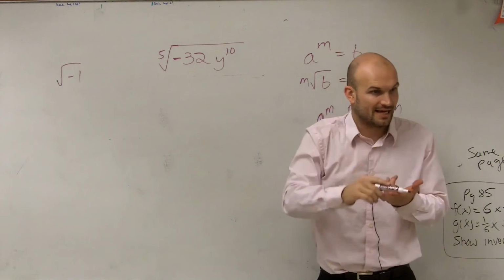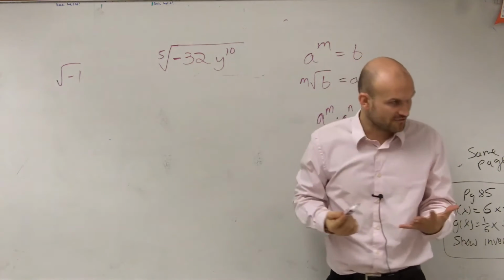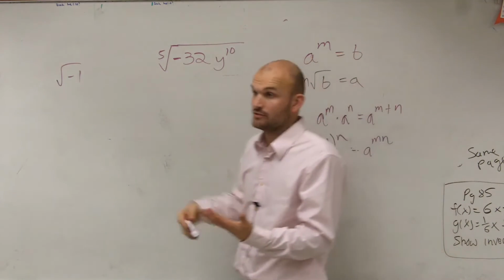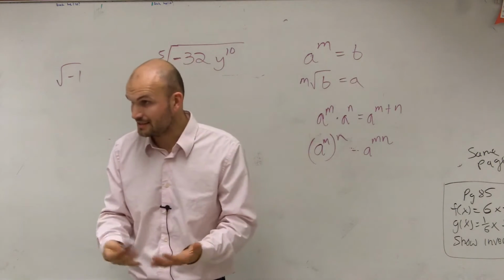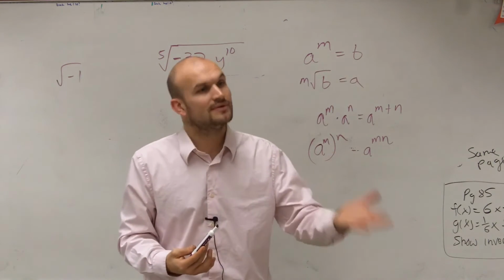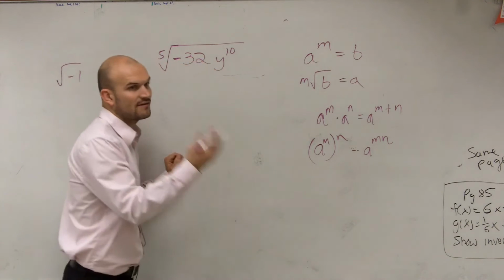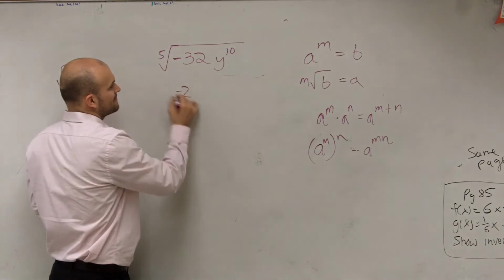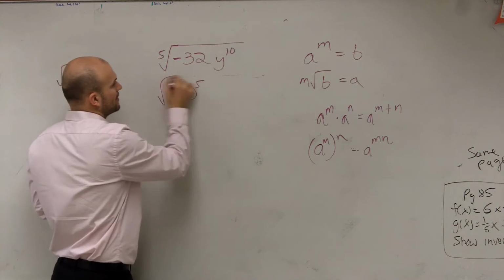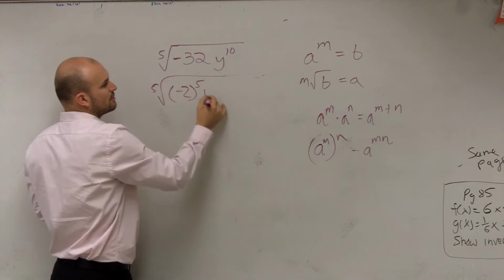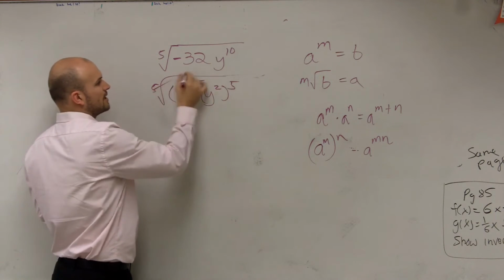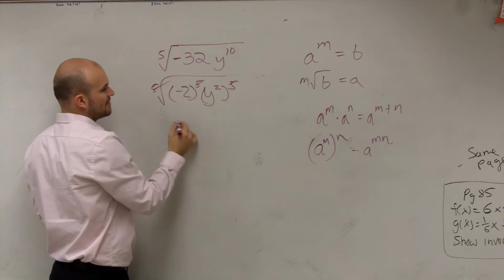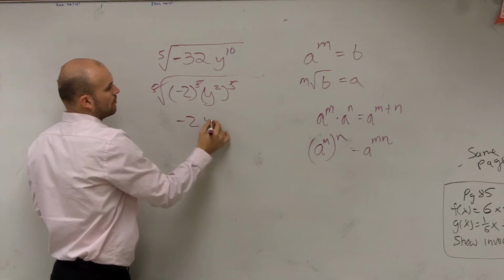Well, think about it. Negative 2 times negative 2 is positive 4. Times negative 2 is negative 8. Times negative 2 is positive 16. And times negative 2 is going to give you negative 32. So now, instead of our answer being 2, we can write negative 2 to the fifth power. And then we rewrote this as y squared to the fifth. Well, now we undo our powers with our roots, and we have negative 2 y squared.